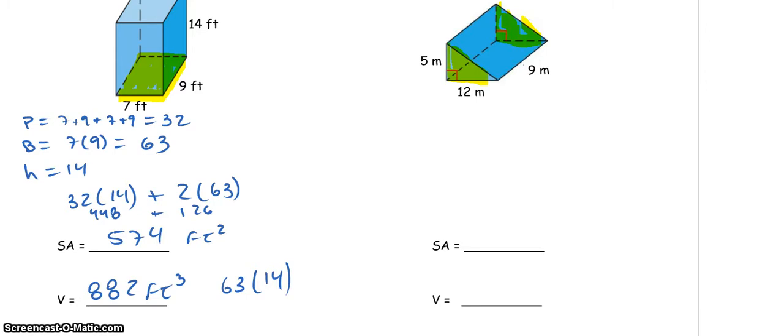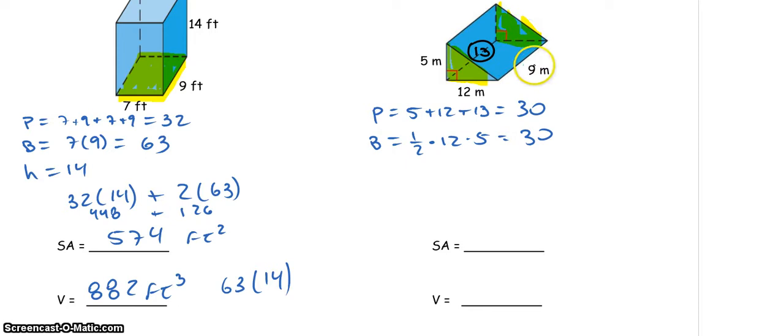Typically, if it's not a rectangular prism, there's two bases, because we have two triangles, and those are three rectangles. So the perimeter, well, 5, 12. If we do Pythagorean theorem to find the third piece, we know that's a 5, 13. That's a triple we should know by now. So the perimeter is 5 plus 12 plus 13 gives me 30. The area of my base is a triangle, so 1/2 times base times height, which is also 30. That's just a coincidence. They happen to be the same.